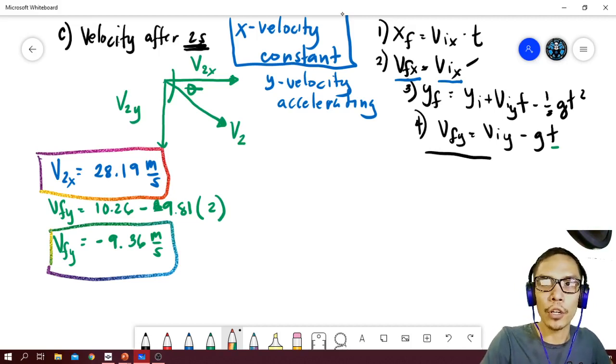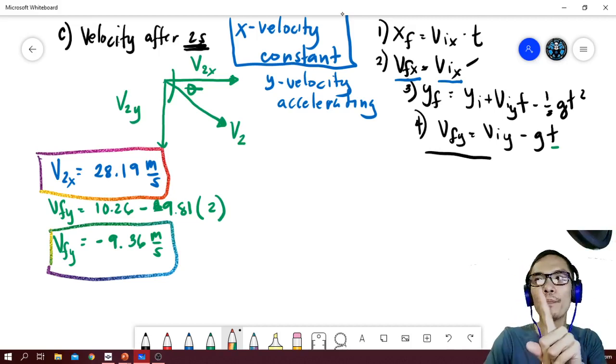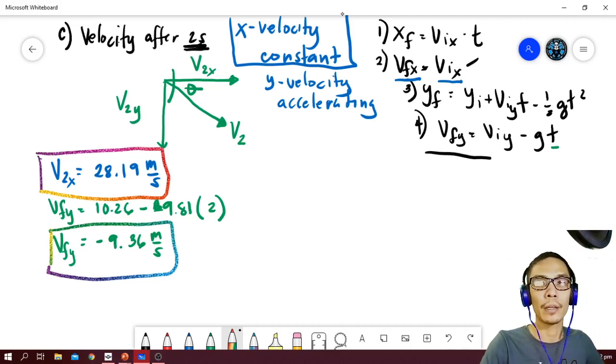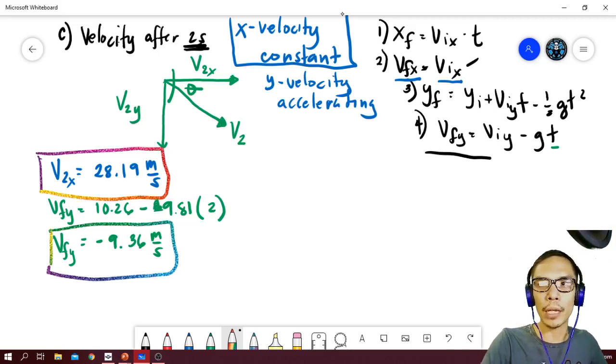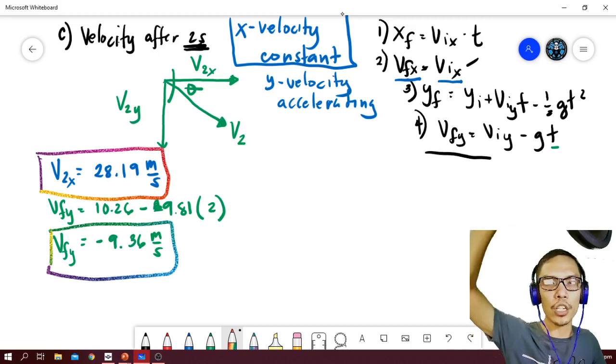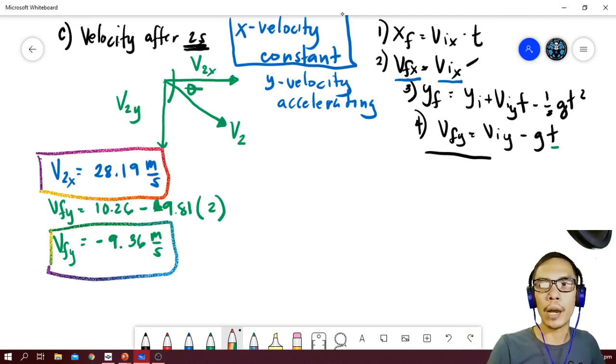Alright, it tells us that your object is now accelerating downward. So it is not anymore at the peak, because earlier we computed for the peak at around 1 second. Meaning to say that after 2 seconds, your object has already reached its peak height and is now moving towards the ground. It is approaching the ground.